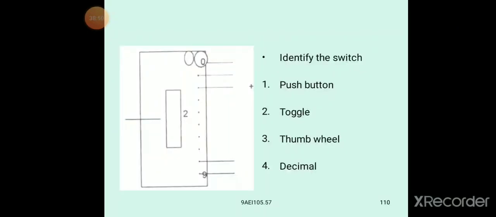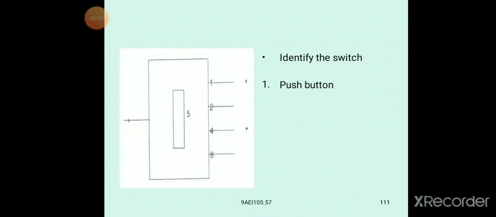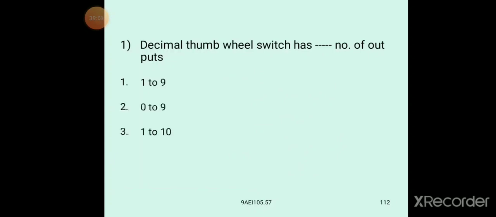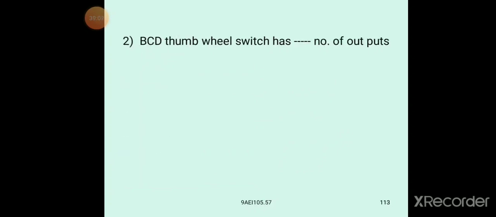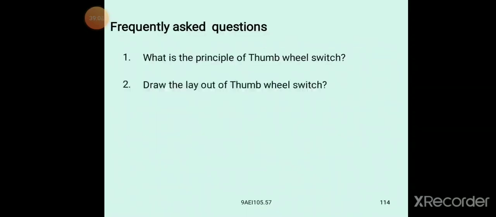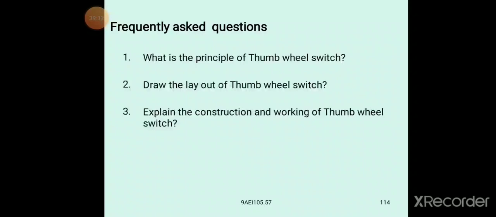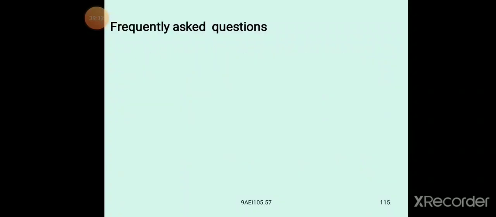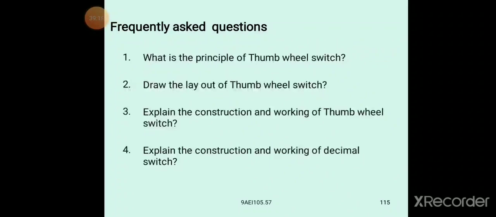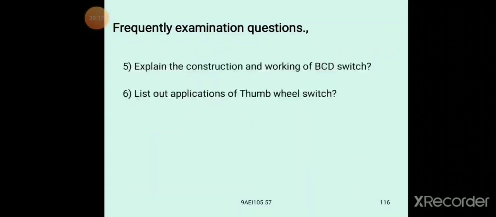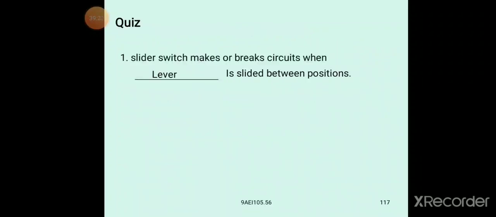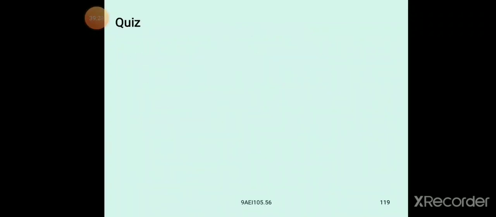And this is the thumb wheel switch, decimal, and this is the BCD. Again, we have seen this one already. So these are the other questions. You can see some other questions.